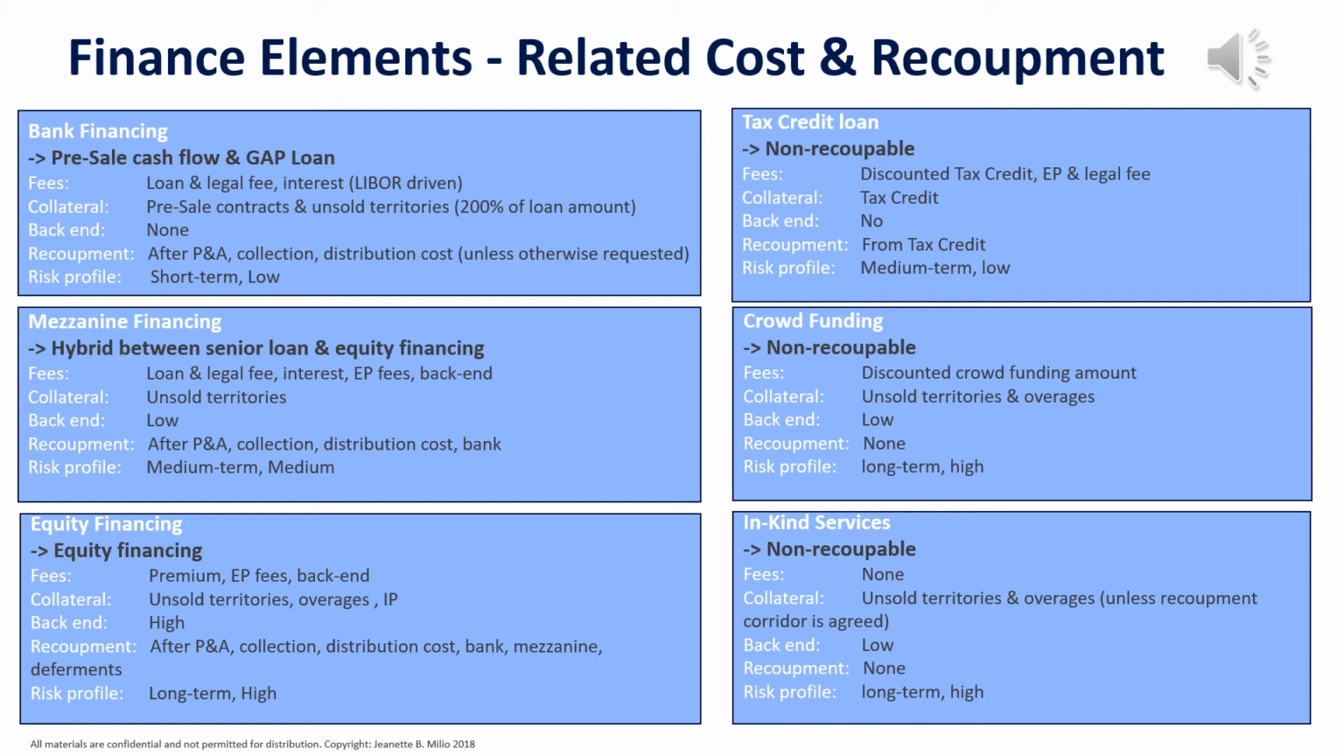They're not requiring a 200% coverage because their risk profile is a little higher. So they will just look at what collateral you have available right now and will lend against that. The recoupment position would be basically after the P&A, after the collection agent, after the distribution costs and expenses, and after the bank. The risk profile for this kind of financing is medium because the term is medium and they're not in as much of a risk position as the equity lender would be.